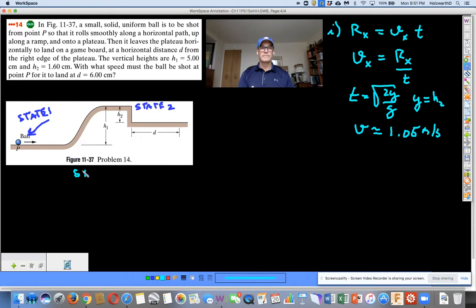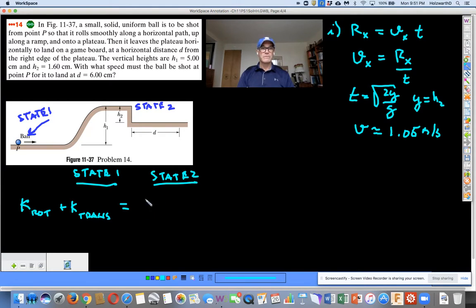So state 1. Okay, so taking accounting of all the energy at state 1. So we have kinetic energy of rolling or rotation plus kinetic energy of translation. Okay? And we're lower than we're going to end up. So there's no gravitational potential at the beginning. So those two energies are going to result in energy at state 2. So conservation of energy.